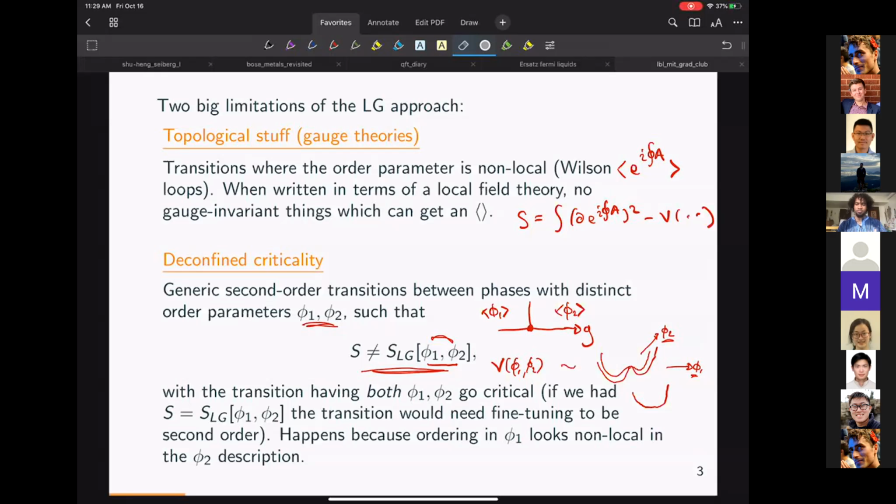In Landau-Ginzburg theory the critical fields are each charged under their own symmetry and they're not charged under any other symmetry and stuff like that. Awesome, thanks. Yeah.